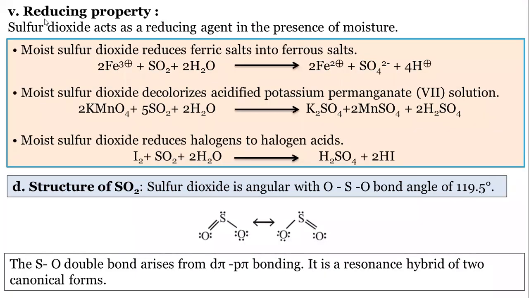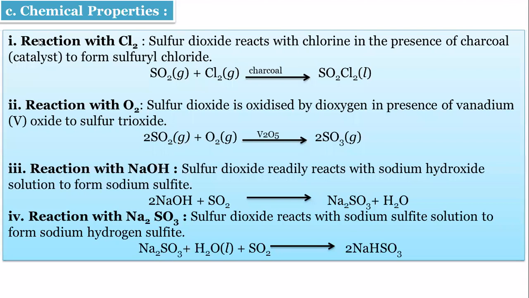Directly I am starting the reactions of SO2, the chemical properties of sulfur dioxide. Before the chemical properties, I think the reaction with chlorine, reaction with oxygen, reaction with NaOH is completed. Once again, I am explaining these reactions. These are the chemical properties of sulfur dioxide: how it reacts with chlorine, oxygen and NaOH, and the reaction with sodium sulfite, Na2SO3. Out of these reactions, one reaction can be asked in the examination.